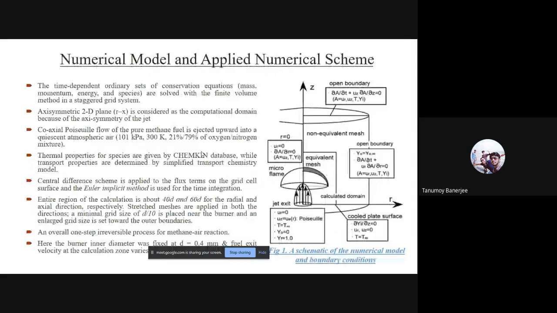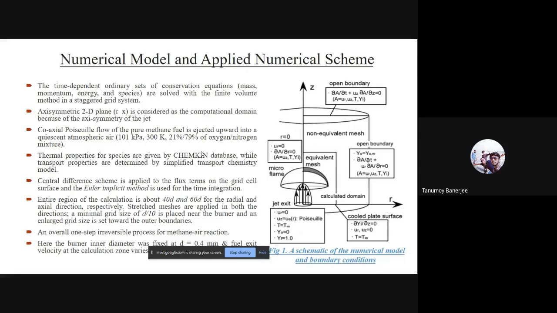The numerical model and applied numerical scheme. Here I have put in the schematic of the numerical model and the boundary conditions along with it. We have used the time dependent conservation equations for fluid dynamics. There are four equations that we all know: the mass, momentum, and energy conservation equations, and here we are also considering the species conservation equation. We have solved it using the finite volume method in a staggered grid system, because a staggered grid predicts the pressure variation well in comparison with a body centered grid system. We have also used an axisymmetric domain, because the jet is considered axisymmetric with respect to the z-axis. We have used the Chemkin file for calculating the transport and chemistry, and the central differencing scheme and an implicit method is used for time integration.